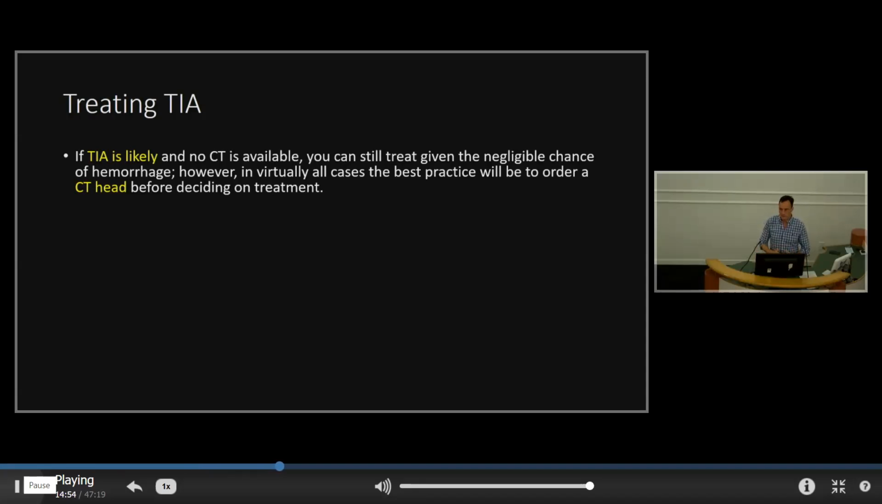However, at Waikato Hospital and in virtually all other cases, you're going to have imaging available. So in that case, you should image the patient before you do any treatments at all. And one of the main reasons is to exclude a hemorrhage.